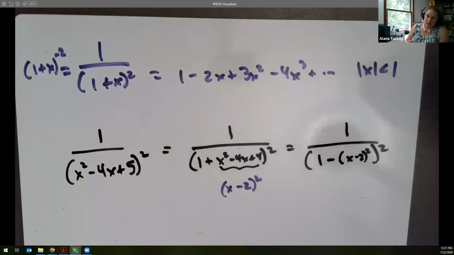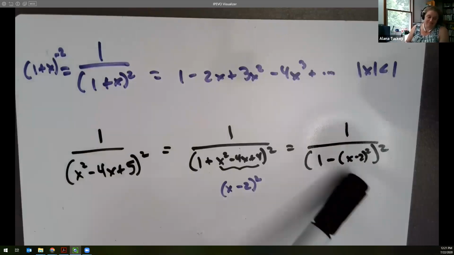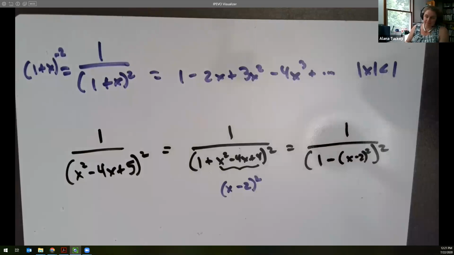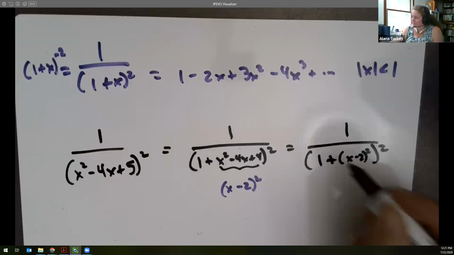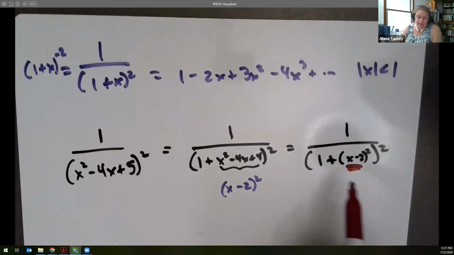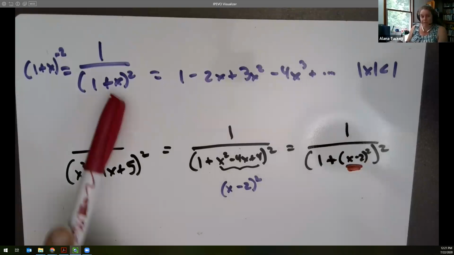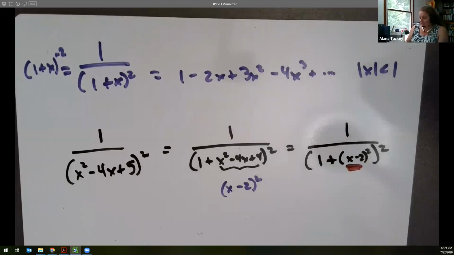What am I going to do with that? Well, I'm going to take the series and plug that in. Oh, it's plus, not a minus. Sorry, it was a plus, right there. So I take my series and substitute (x minus 2) squared into it. Wherever you see an x, what was x now becomes (x minus 2) squared.